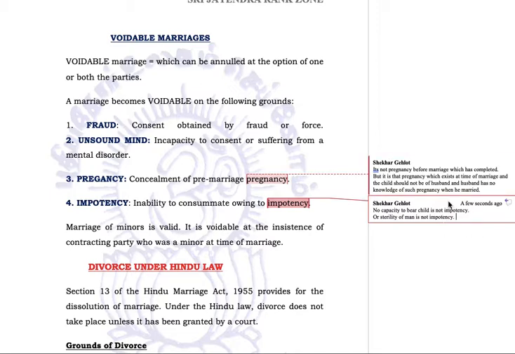This is not what we are talking about. Impotency means inability to engage in a physical relationship. That is the inability we are talking about. It can be mental, it can be physical, but merely not being able to bear a child is not impotency.